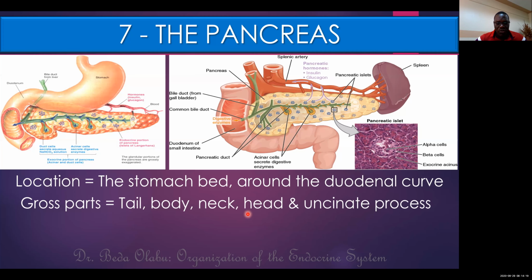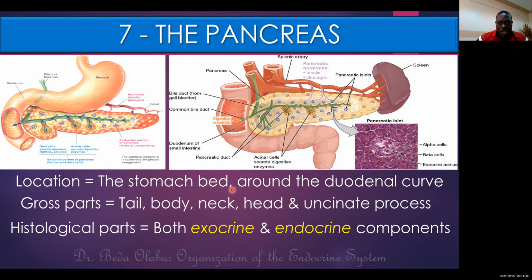In terms of anatomical parts, it has a tail, which is this one. This is the body of the pancreas. This is the neck of the pancreas. This is the head of the pancreas. And this lower projection is what we call the uncinate process. So here, this is the uncinate process. This is the head. Around here will be the neck. This is the body, and this is the tail of the pancreas. Those are the gross anatomical parts.